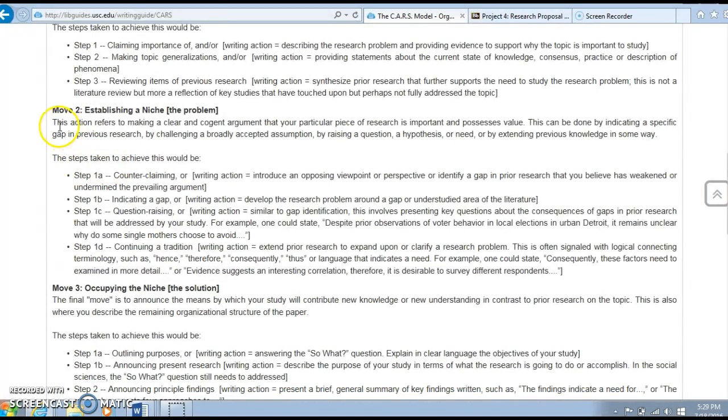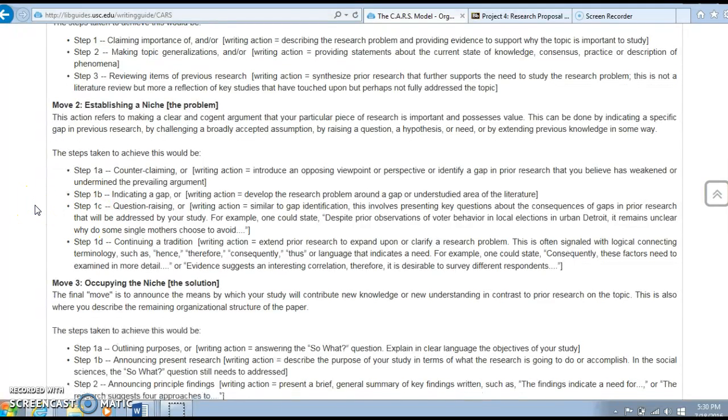And the second move then is to establish the problem. So here, you want to take note that it says step 1, A, B, C, and D. And what this means is that not all of these steps are necessarily taken, but you're going to choose between them, right? As for what makes the most sense for your project.